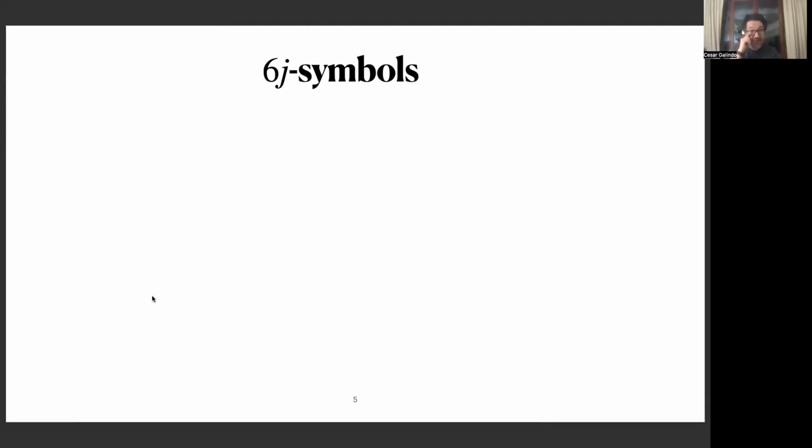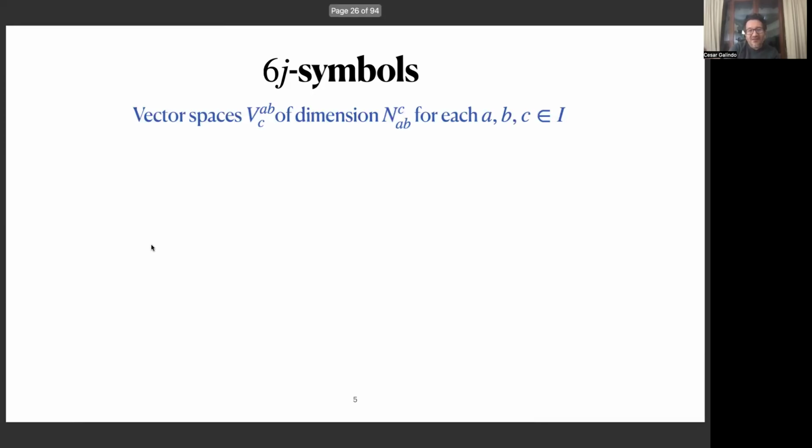I haven't defined what a fusion category is, but at least at this moment we know that a fusion category has this combinatorial object behind it. But again, that's only part of the information. The other part of the information is given by something that some people call 6J symbols or F matrices. And the idea is the following: you fix a vector space of dimension given by the integer. So we are assuming that we pick fusion rules.